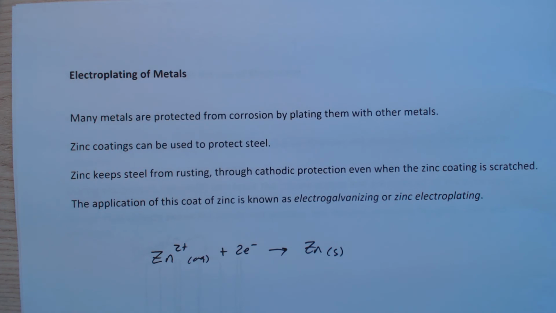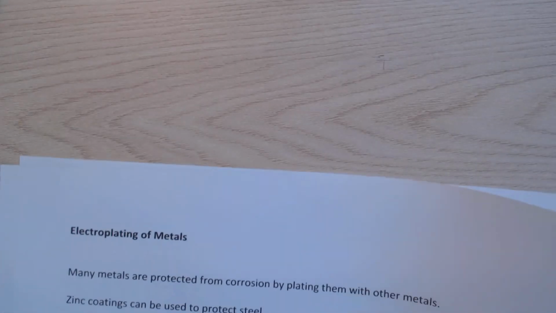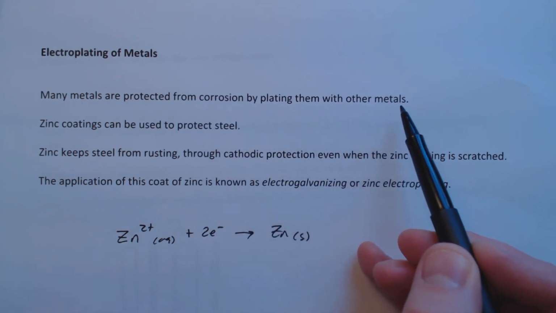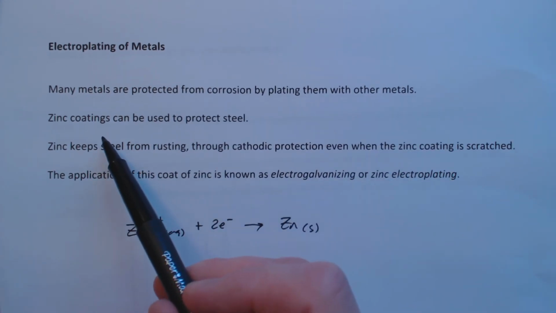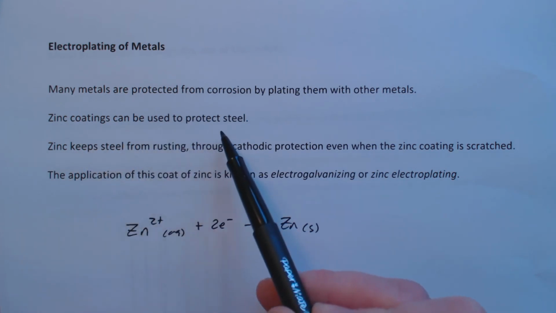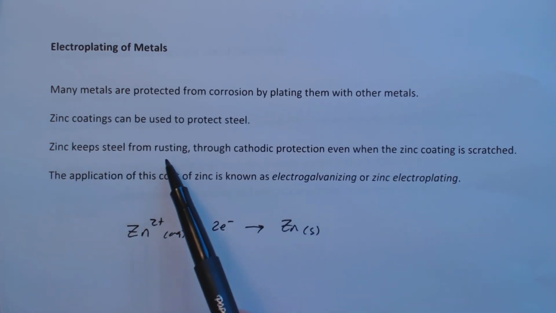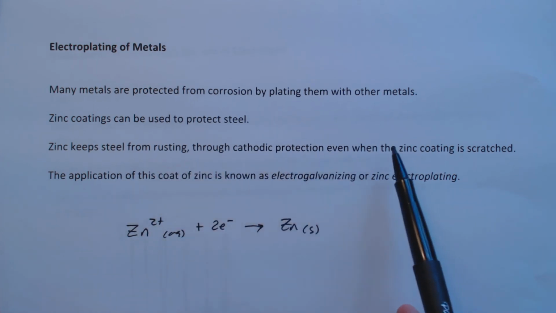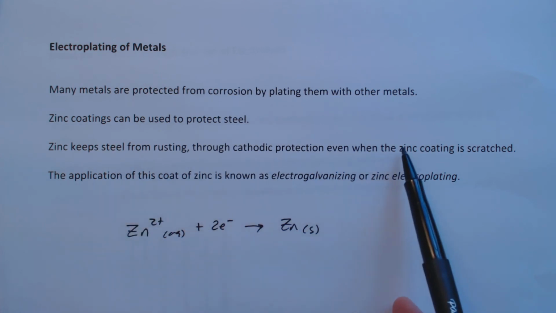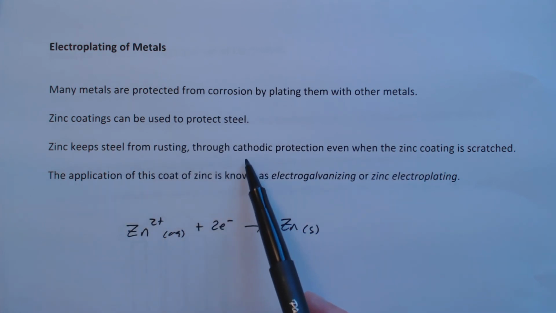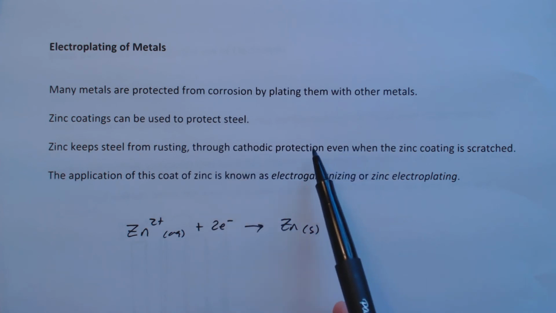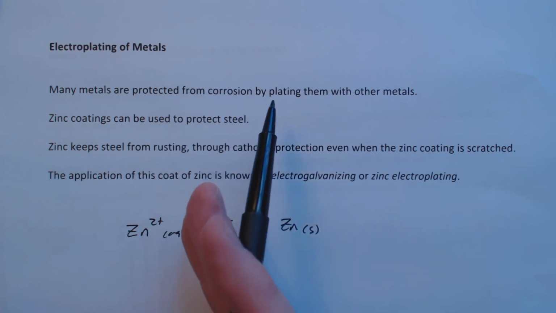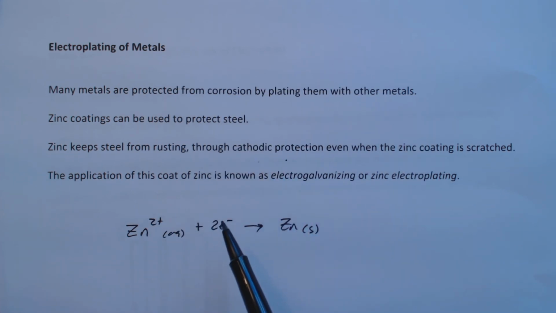Okay, so electroplating of metals. Many metals are protected from corrosion by plating them with other metals that are more inert. Zinc is more inert, and zinc coatings can be used to protect steel. Not only will it protect the steel if it coats it, but even if it's scratched away from the metal, it'll protect it just as the magnesium protects the pipe, this cathodic protection. So it doesn't even have to be covering it. As long as it's nearby, it'll protect the steel beneath it.